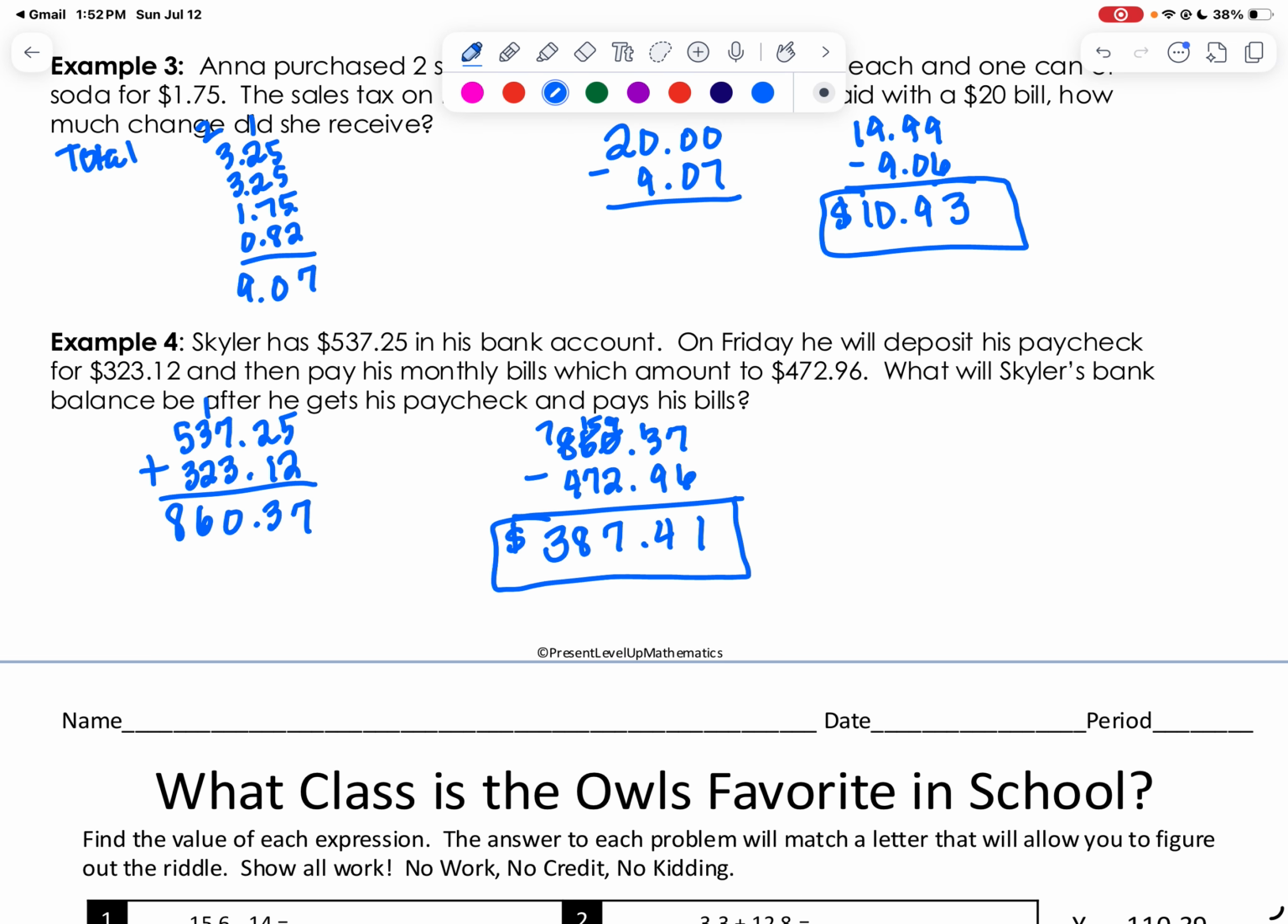And that concludes today's lesson, adding and subtracting decimals.